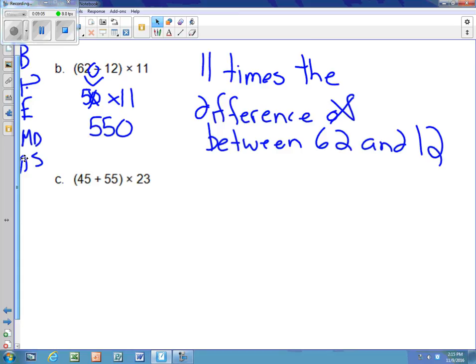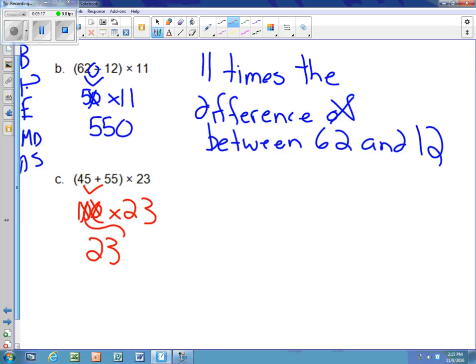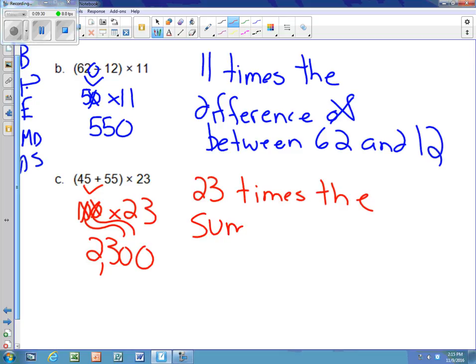So we'll look at this one. We're finding the sum first. 45 and 55 gives me 100. We rewrite. Now we're going to multiply. We ignore the zeros. 1 times 23 is 23. And we put our 2 zeros back in, which gives us 2,300. And this time we did 23 times the sum of 45 and 55.